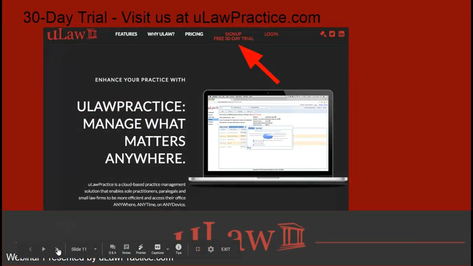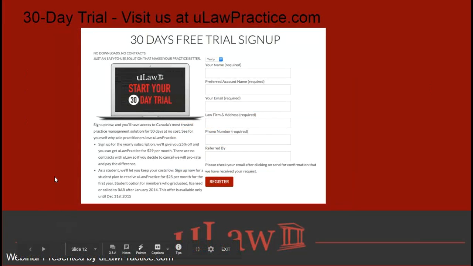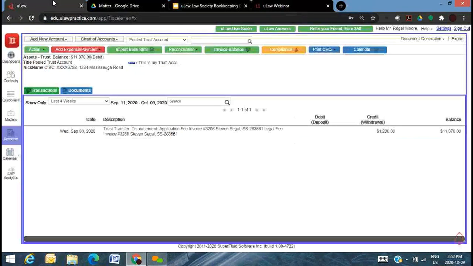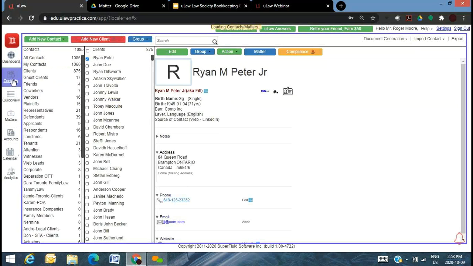Now let me quickly shift gears and let's take a quick example where we enter a client. We have a trust transaction to enter. And that's a financial transaction, and we'll find a way for you to make.